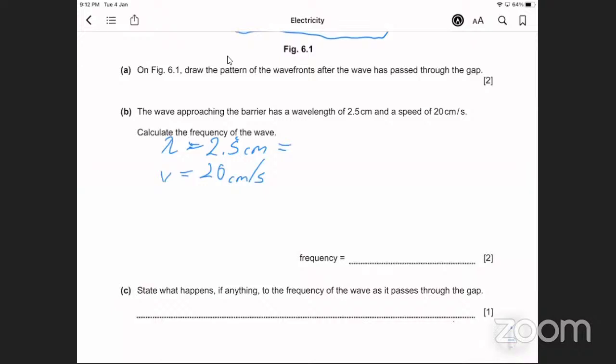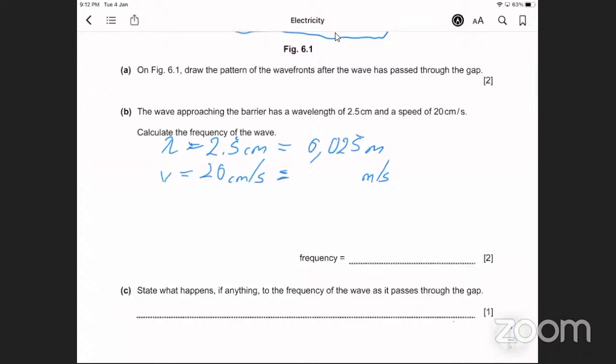Zero point zero 0.025 meters. 0.025 meters. You're just dividing by 100, guys. So now with the speed, it should be in meters per second. I just want to convert everything into SI units.